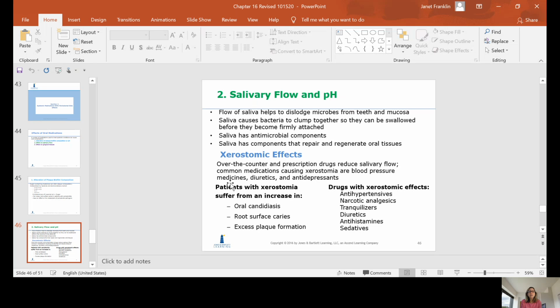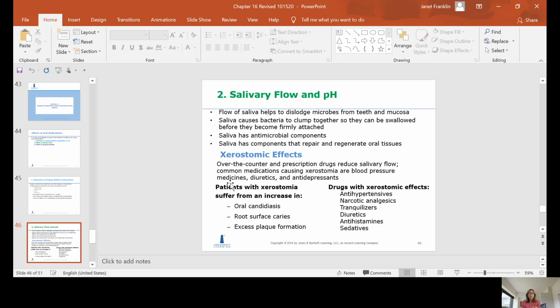Salivary flow and pH. The flow of saliva helps to dislodge microbes from the teeth and the mucosa. So saliva has a positive effect on our mouths. It helps to keep things moving around so that you don't get a buildup of stuff clumped together on your teeth. If you do not have enough saliva, bacteria and byproducts can stick to your teeth a little bit better, causing the possibility of having dental caries or periodontitis.